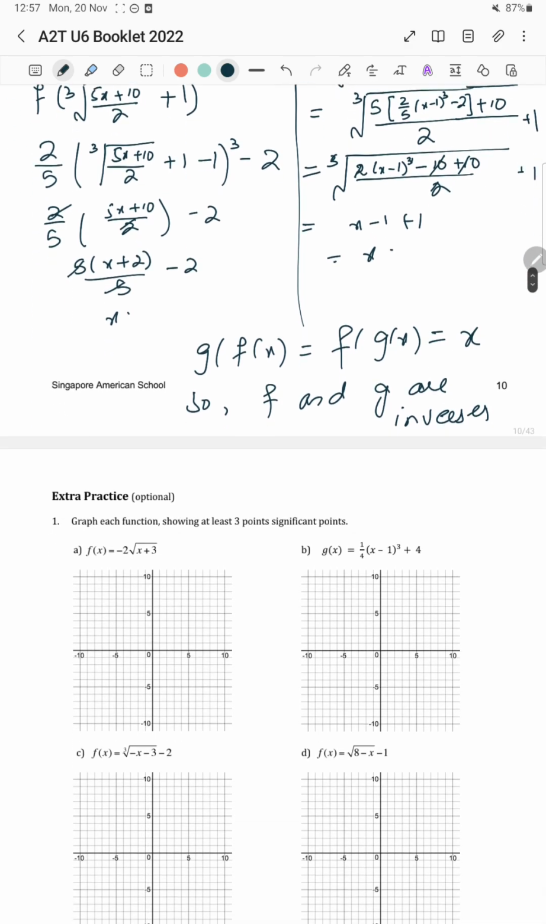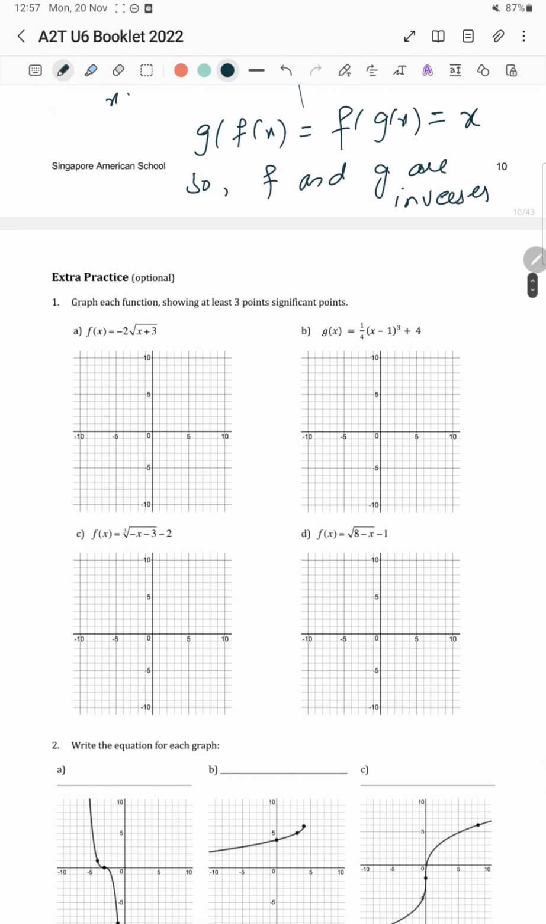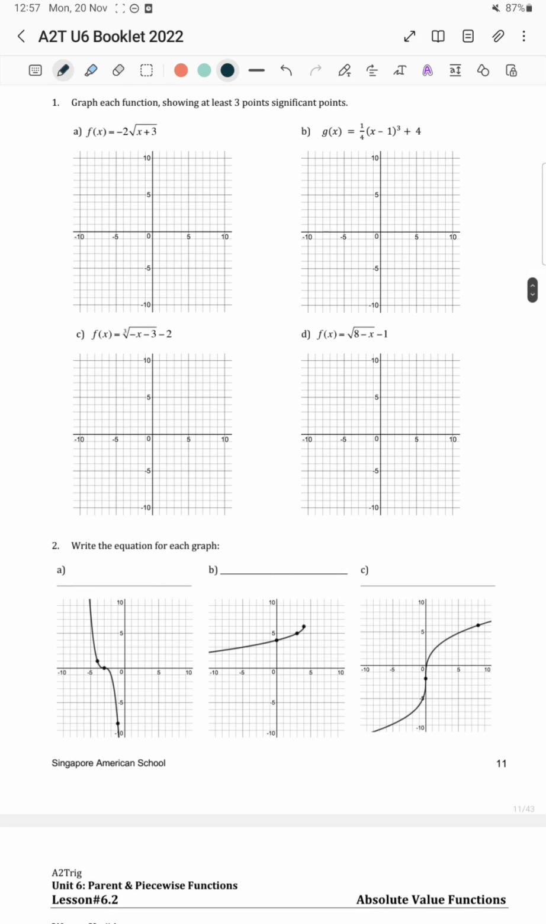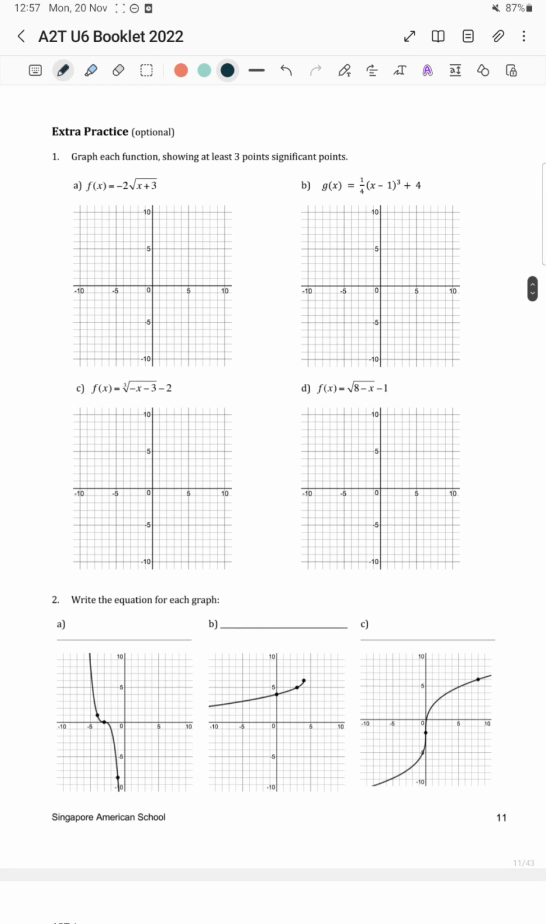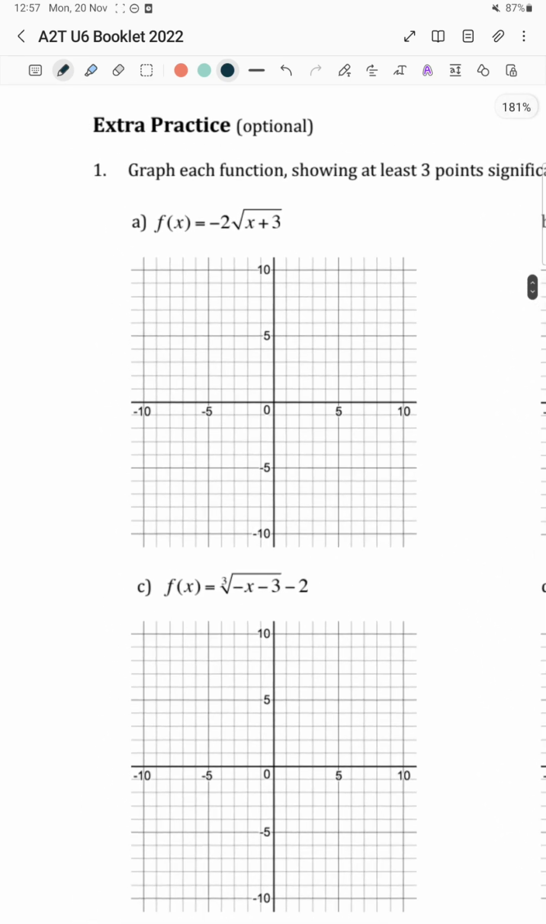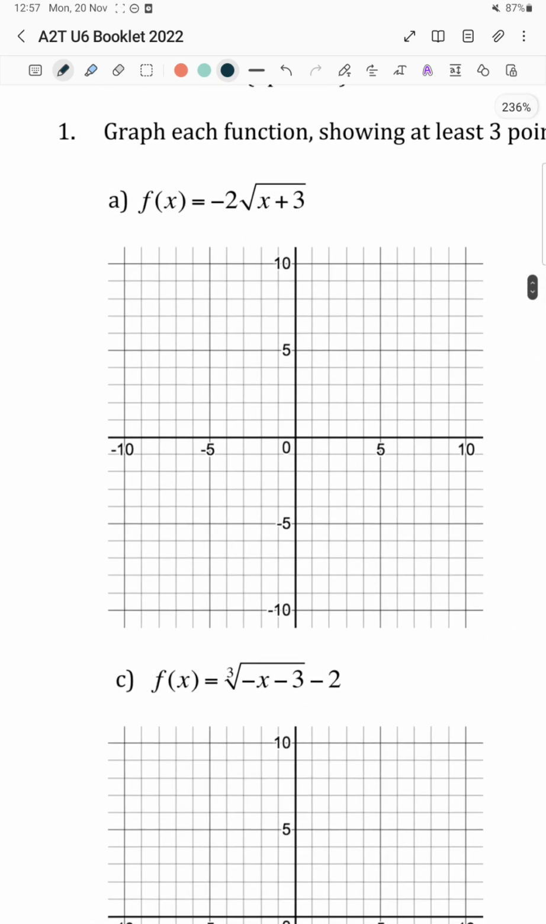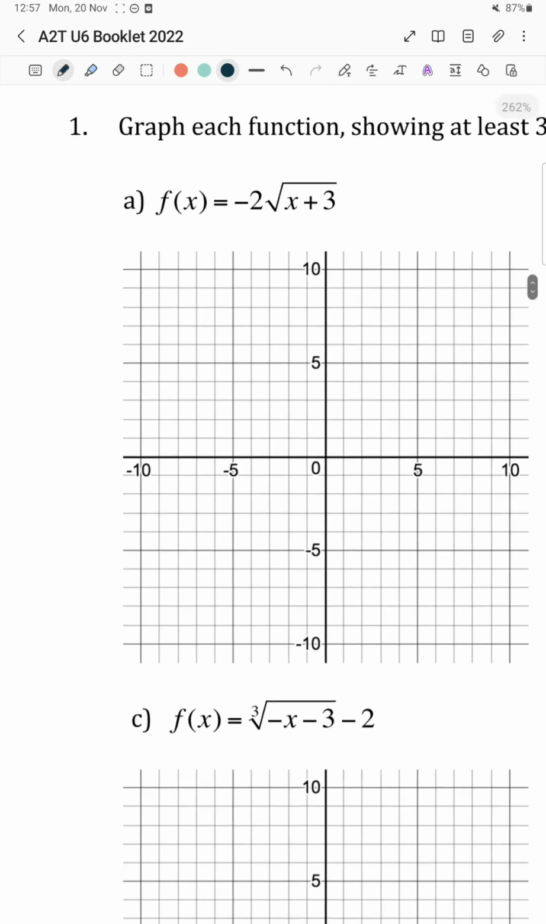Now there is some extra practice for you. For each function, showing at least 3 significant points, draw the graph. For f of x is equal to minus 2x plus 3. So let's see this.